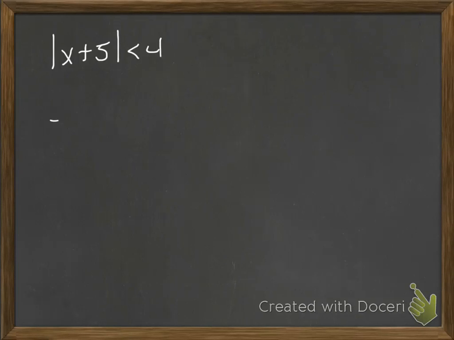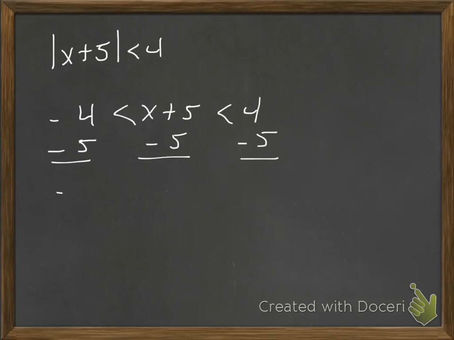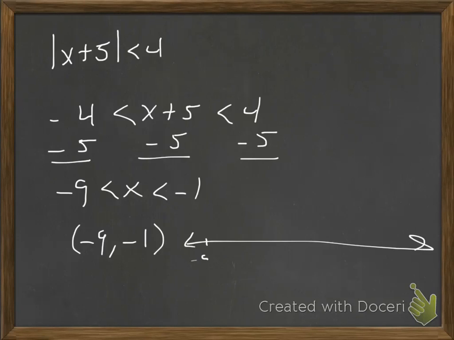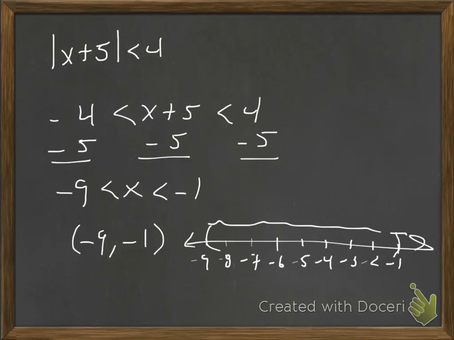So this is an AND statement, so we want to be bounded between negative 4 and positive 4. We have 3 sides of an inequality, so anything we do to one side of the inequality we do to all 3 sides. So we have negative 9 less than x less than negative 1. As an interval, start at negative 9, end at negative 1. And if I draw in my number line, I'm going to put in all the points, and we're going from negative 9 to negative 1.